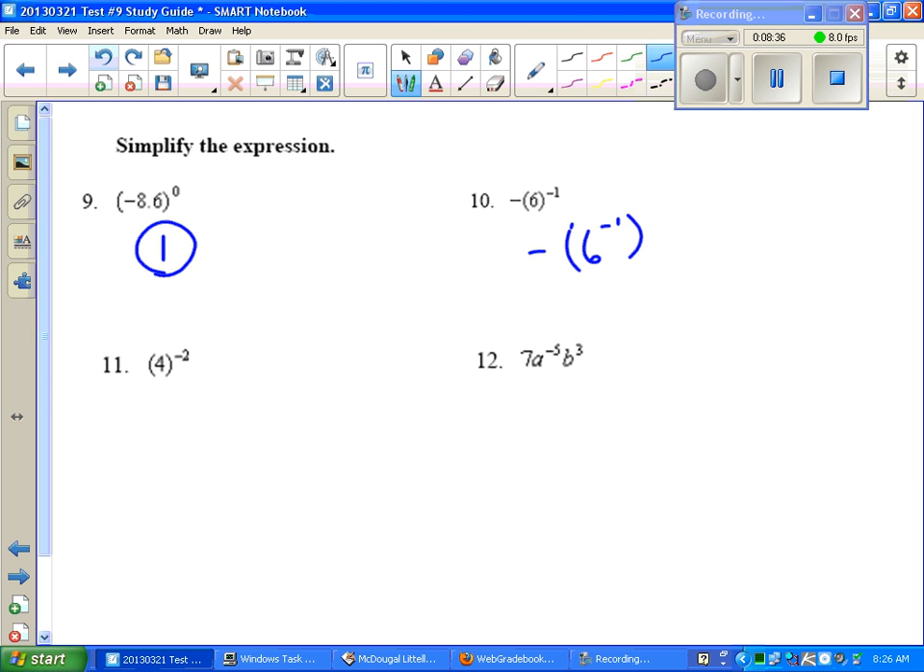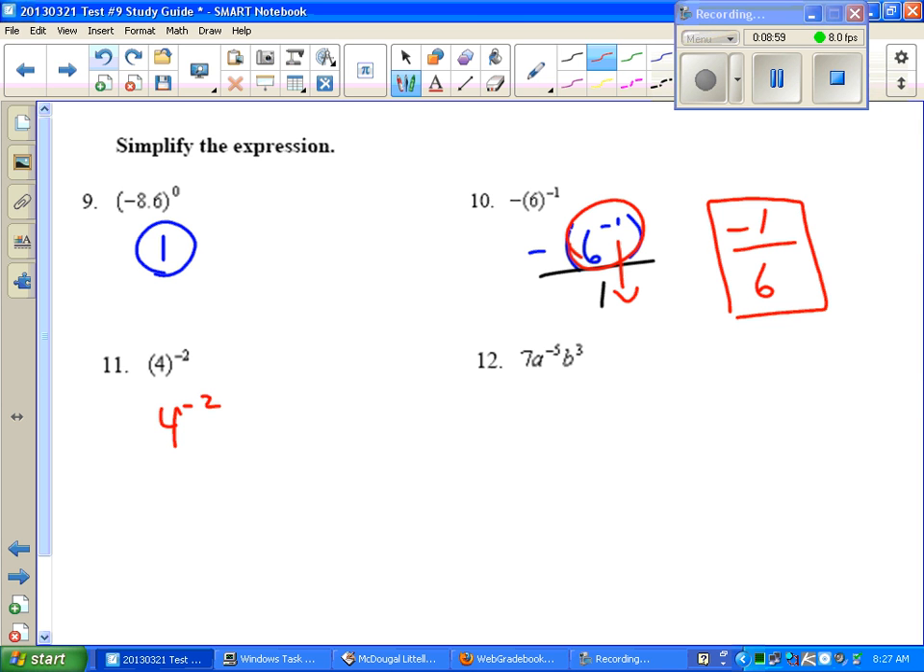So since it's raised to the negative 1 power, remember that's like the elevator rule. It's got to go down. That says to the negative power, go down. You still have negative 1 at the top, and then 6 to the first power comes to the bottom. So make that change if you have that as positive 1 over 6. Negative 1 over 6.